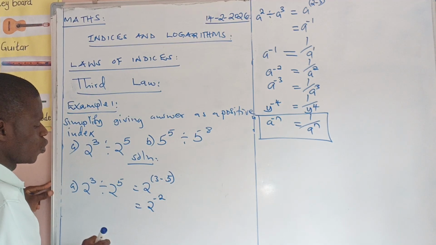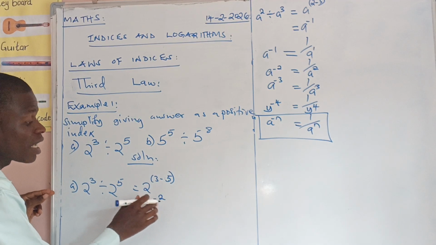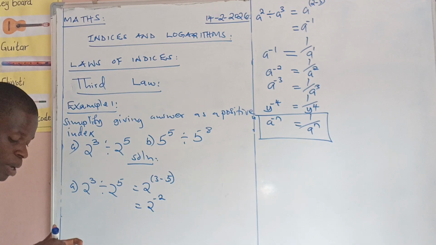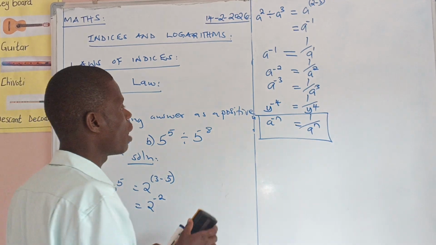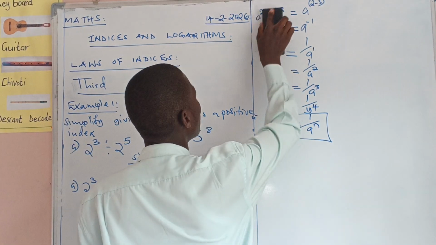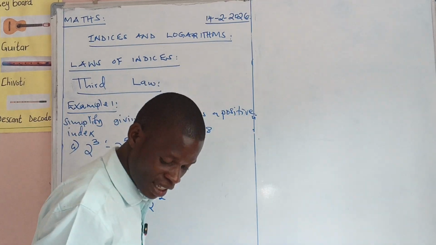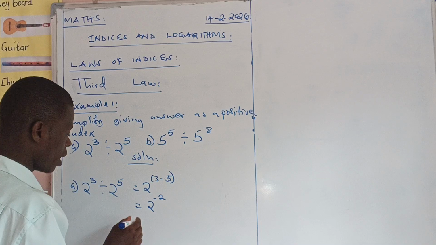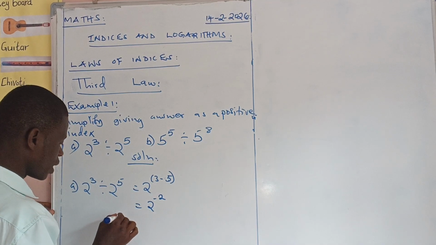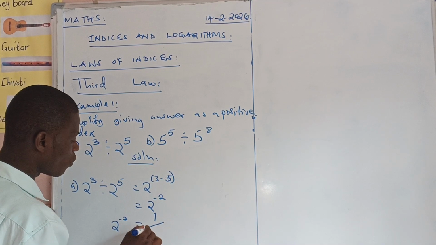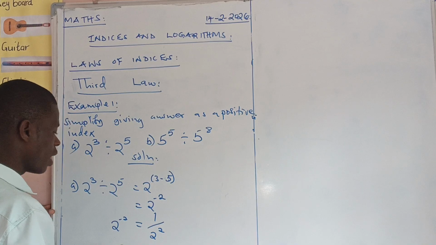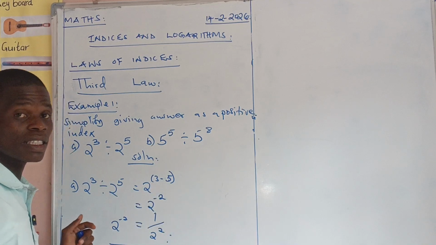So negative 2. This is a negative power, and I've been told to leave my answer as a positive power. As a positive power, I know what I'm going to do. I'll say 2 raised to power negative 2 is the same as 1 over 2 raised to power 2. As simple as that. I leave my answer, no stress.